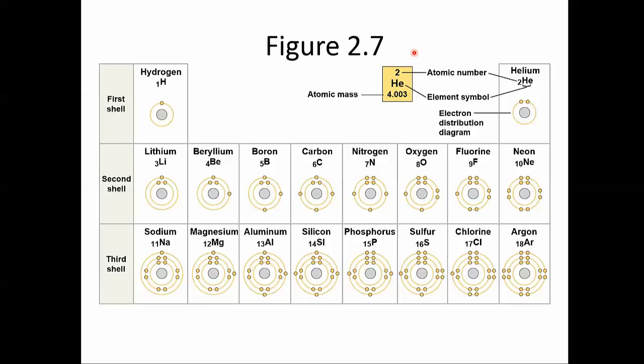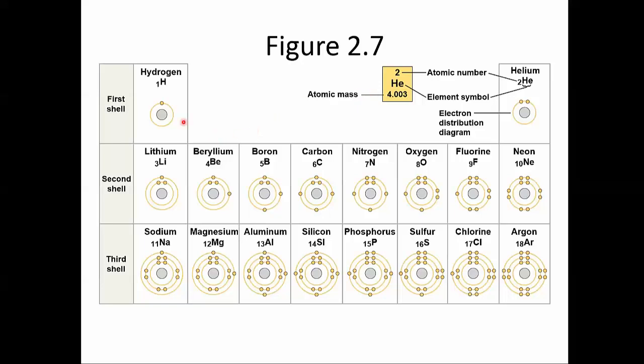When you look at the atomic mass, just round it to the nearest whole number and subtract out the atomic number, and you'll know how many neutrons are also found in that nucleus. If you've ever heard of an isotope, a radioactive isotope, those are atoms that have different numbers of neutrons than the typical atom of that element.